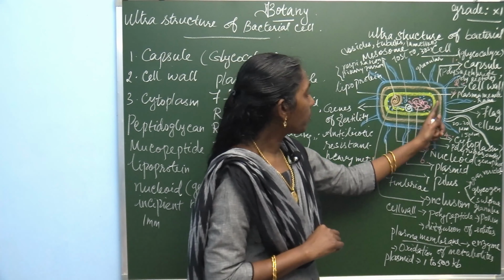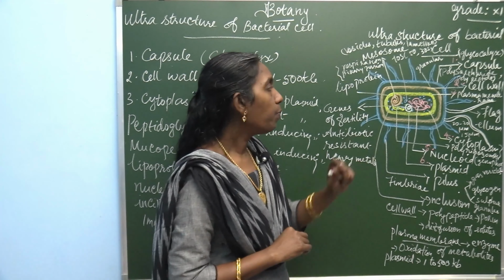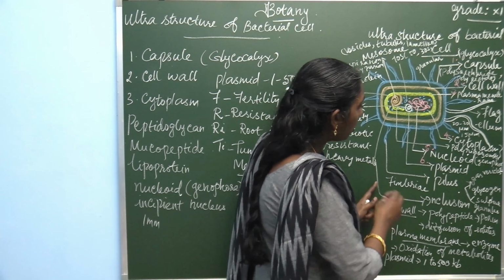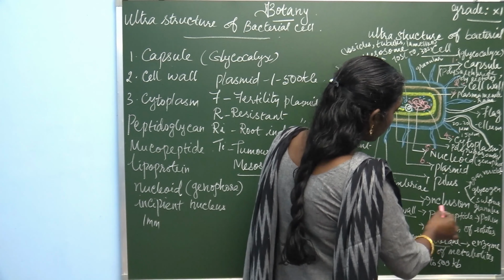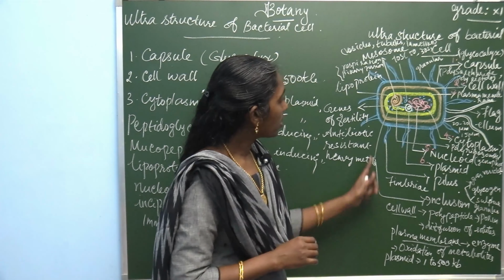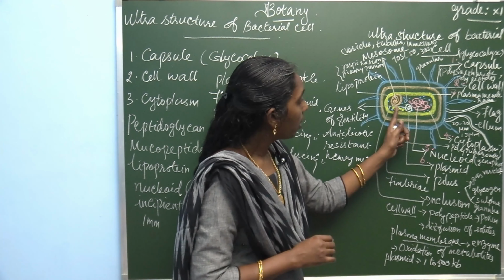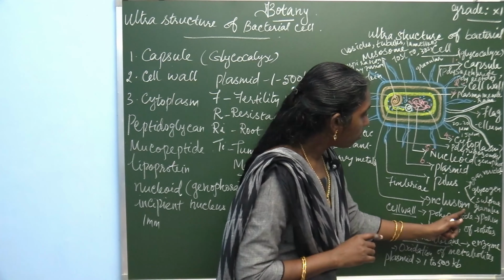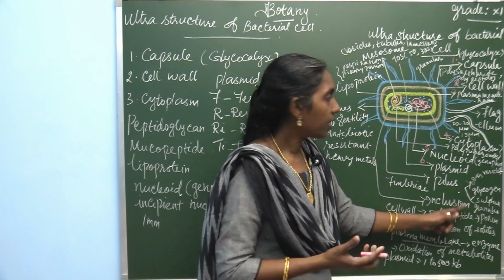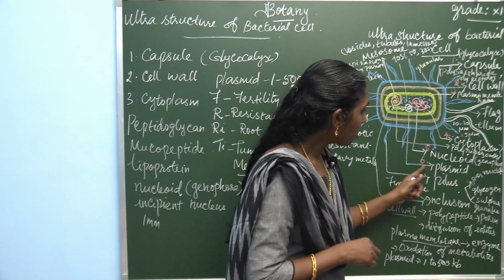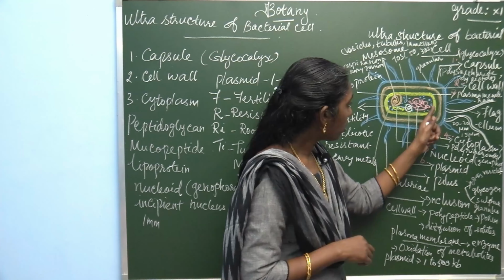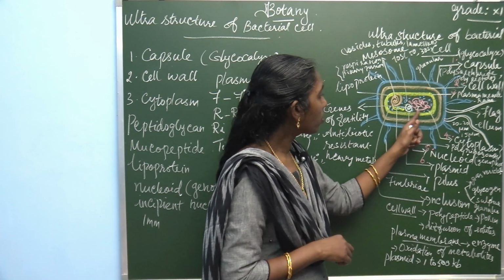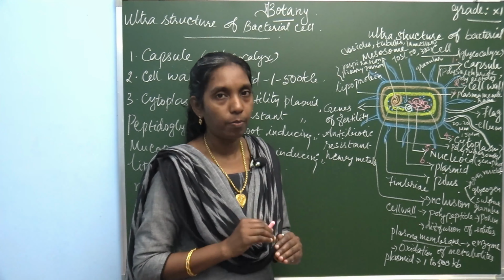What are the inclusions present in it? There are ribosomes present in it. So, next you write about ribosomes. Ribosome is one of the inclusions, and the inclusions also possess gas vesicles, glycogen granules and sulfur granules. All these granules are also present in the cytoplasm of bacteria.